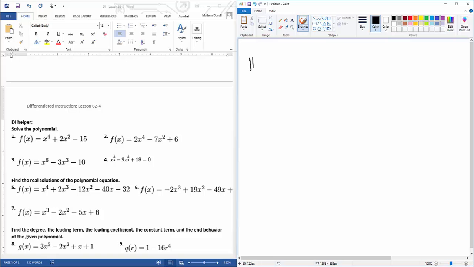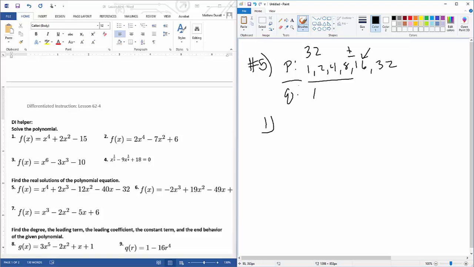For number 5, it says find the real solutions of the polynomial equation. And so this is where you're going to do your p's over q's. So to find the solutions of a polynomial, p's over q's. So my p's are going to be the factors of 32 over the q's, which are just going to be 1. So 1, 2, 4, 8, 16, 32. And so you're going to get plus or minus all of those. And then you have to go through and test.